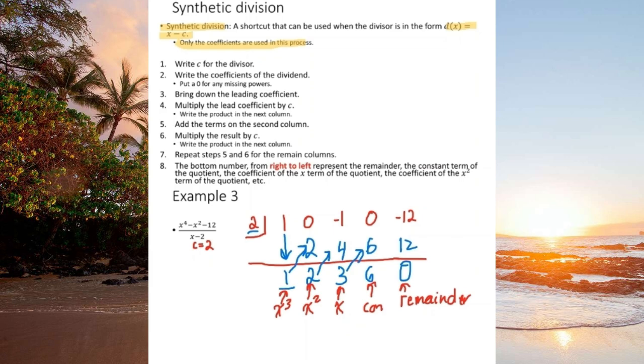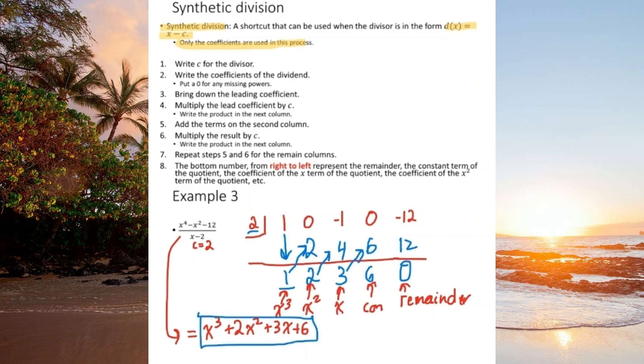It's always easier to read your answer from synthetic division from right to left, because the farthest right is always the remainder. The farthest left would represent the coefficient that is one less degree than the degree of your dividend. So from our synthetic division, our answer would be 1x cubed plus 2x squared plus 3x plus 6. And since the remainder is 0, there is no need to write 0 over x minus 2.